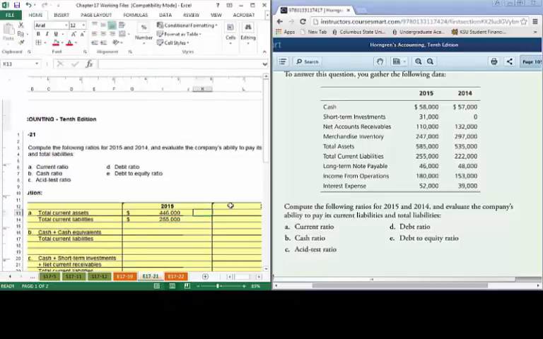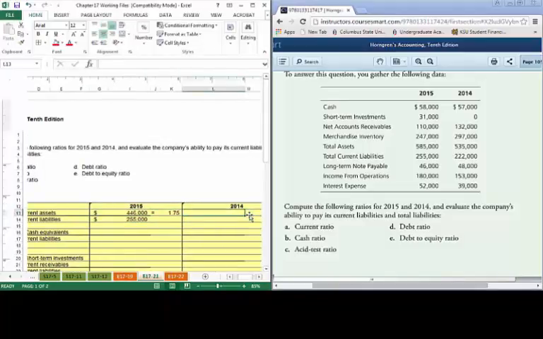So if we take that $446,000 divided by the 225, I'm going to factor that out some more. It's 1.75. Okay, 1.75. All right, so there's our current ratio. Then do it for 2014 as well.